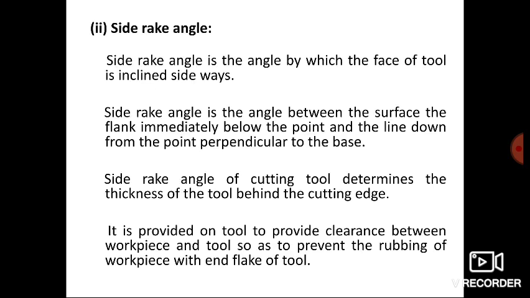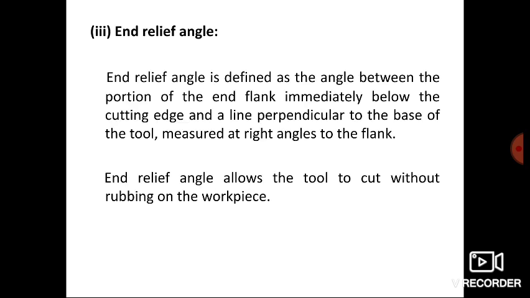Now side rake angle. Side rake angle is the angle by which the face of the tool is inclined sideways. It is the angle between the surface of the flank immediately below the point and the line down from the point perpendicular to the base. Side rake angle of a cutting tool determines the thickness of the tool behind the cutting edge. It is provided to give clearance between the workpiece and the tool so as to prevent the rubbing of the workpiece with the end flank of the tool. This is very important because your workpiece should not rub with the cutting tool, and that is why this angle is provided.